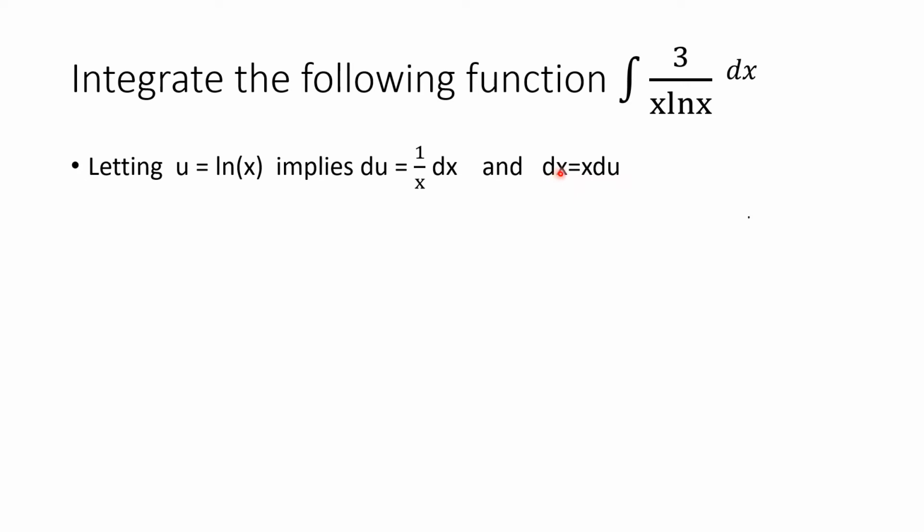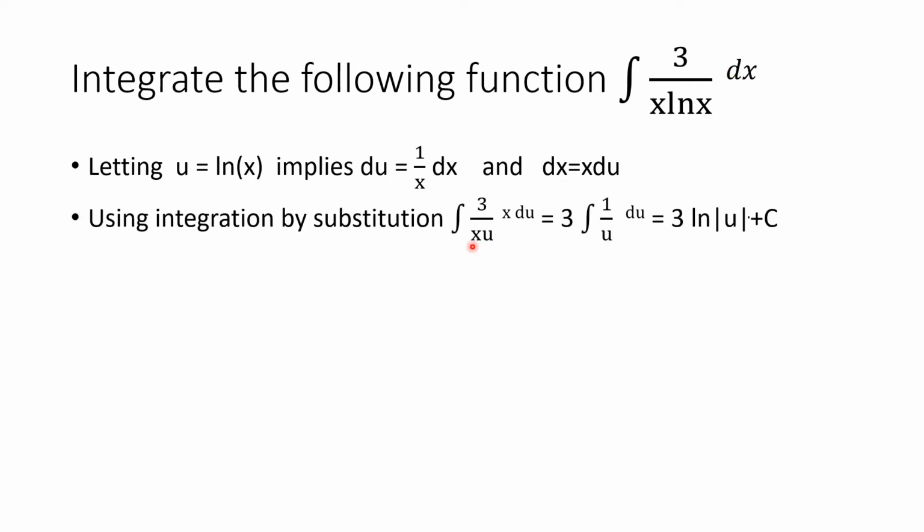Now we just plug in, instead of ln x, u, instead of dx, we will put x du. And that's going to be something like this: integration of 3 divided by x, and this is u, which represents ln x, and this is x du, which represents dx. Now we can see that the x cancels with the x, and we have just integration of 3 divided by u du. So we take the 3 out, we'll have 1 divided by u du.